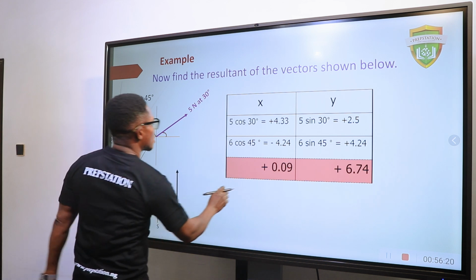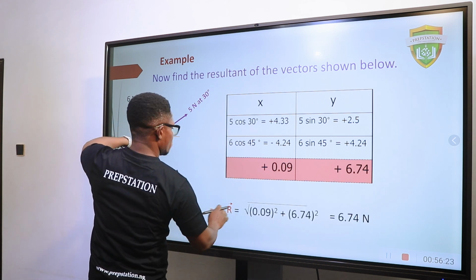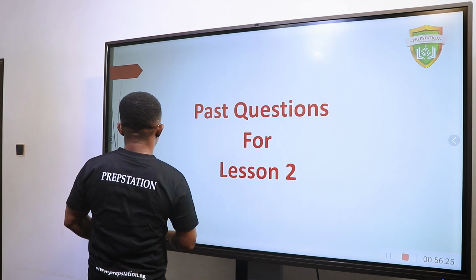For example, look at these vectors now. Let me see if I can bring the angles in. Okay, the angles are not coming in.